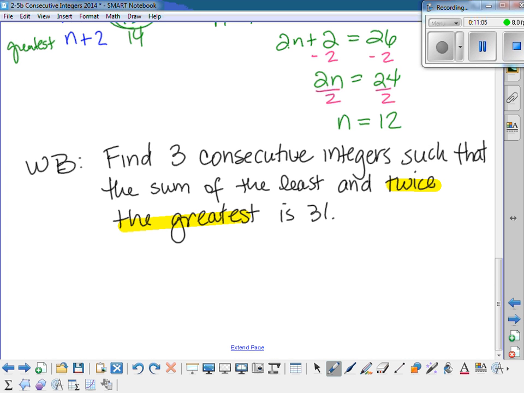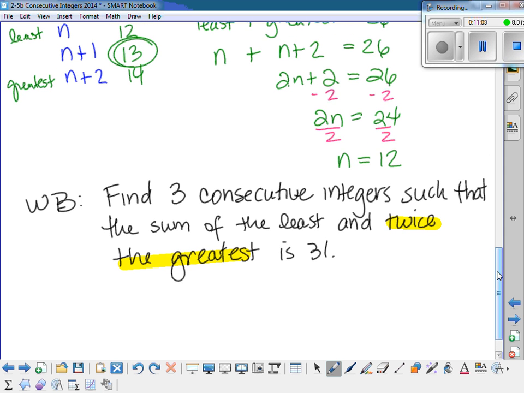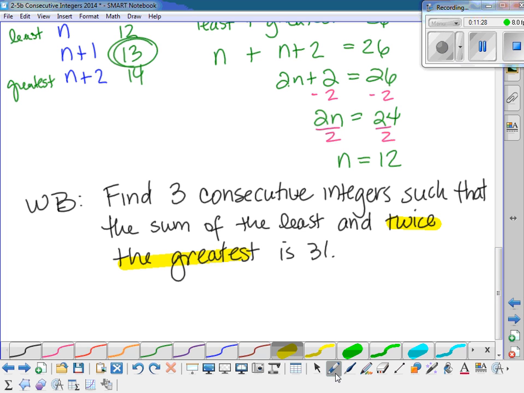Okay, so yes, I'm saying this time I'm saying twice the greatest, so I'm going to have to do 2 times the greatest. What did we say the greatest was? N plus 2. So I'm going to have to do 2 times that plus the least, and that's going to equal 31. Okay, so before you solve the whole thing, show me how you're going to set this one up, and just make sure that you've got it set up right before you go through and do it all. Okay, so if you're struggling to set it up, could you please pay attention?